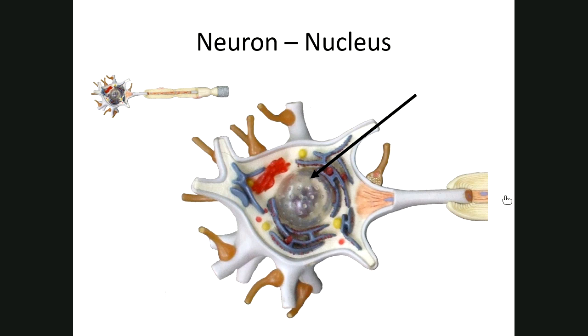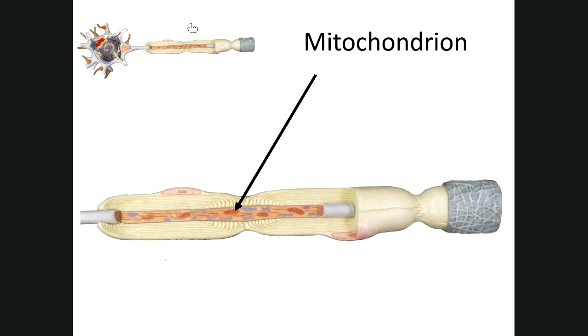Going over here now to the axon, if I zoom in a little bit, this red structure that it's pointing to is a mitochondria. Not these blue things. These red structures, those are the mitochondria. What does a mitochondria do? Powerhouse of the cell, making ATP.